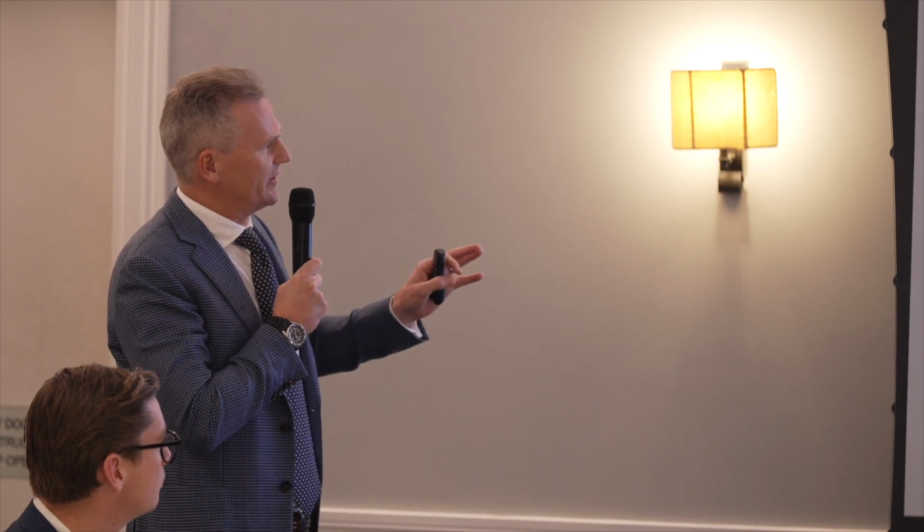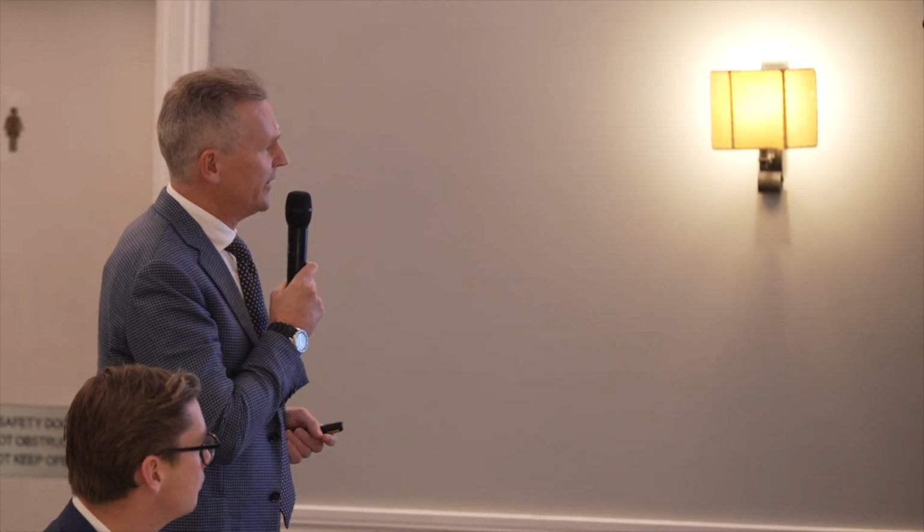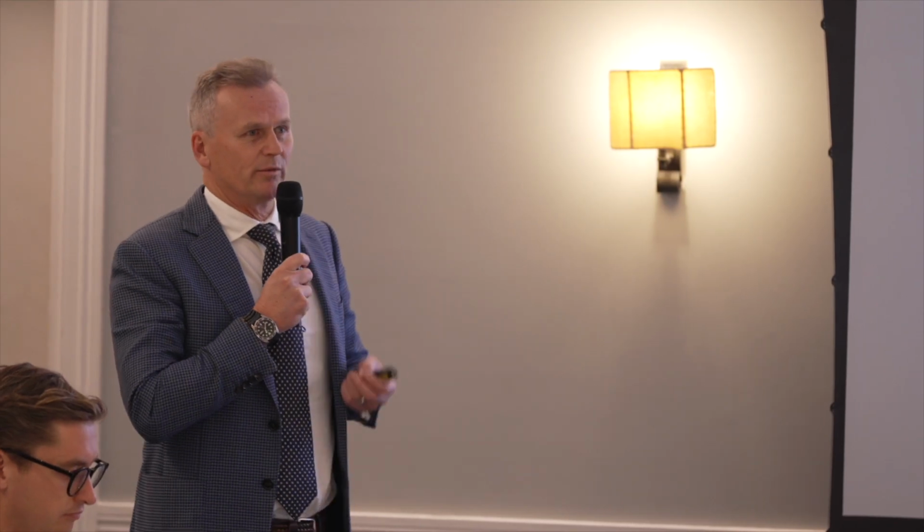The benefit of having a small lending book is we've got a very good connection with all the loans, and there's very good transparency across the loan book. This year we'll probably write about $150 million, so a little bit more than what we wrote last year. And the average loan size is between $5 to $15 million, sometimes a little bit more than that, but not much.